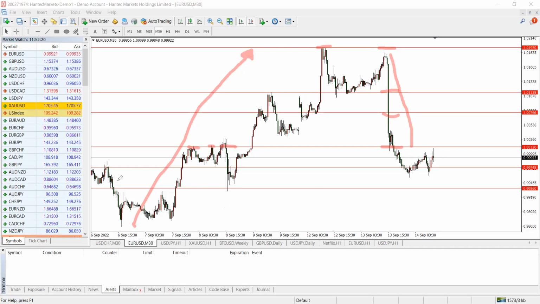Because price tends to respect those areas. Look at what we have here: resistance, a bunch of support over here, some little resistance here. Look at what happened here again. Price came here and respected this same area.